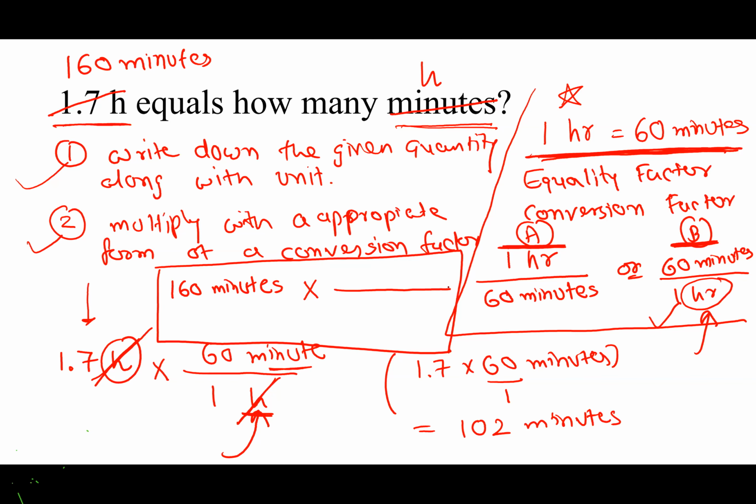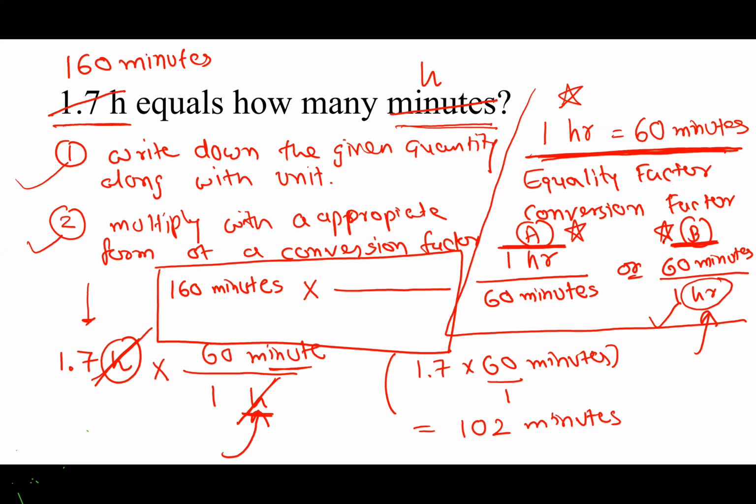Let's think about it. What is the purpose? To cancel out the given unit. In order to cancel out the given unit, are we going to use form A or form B to solve this problem? What should be your answer? Form A. Excellent. Did everybody understand this? Yes. Everyone? Yeah.